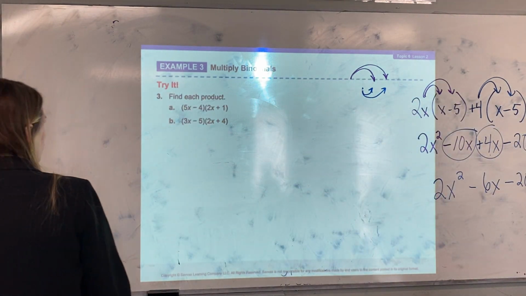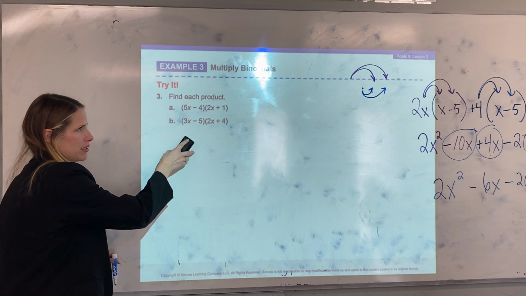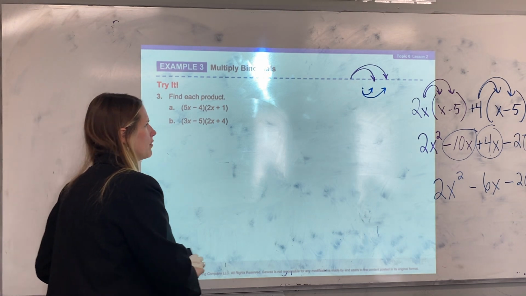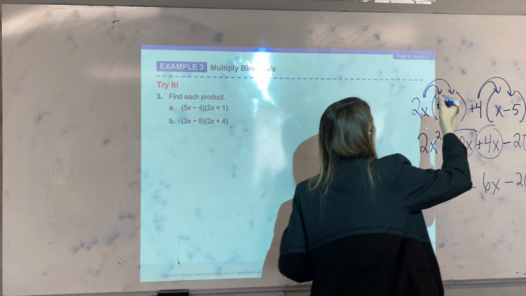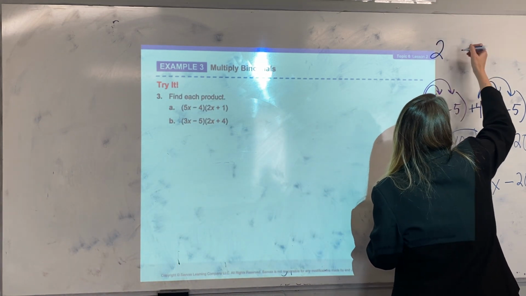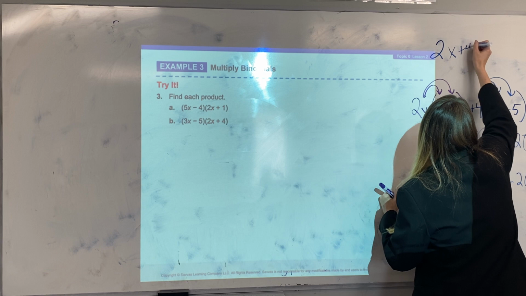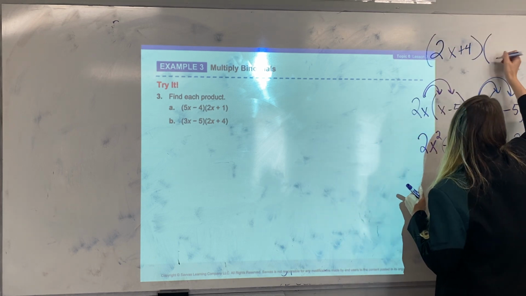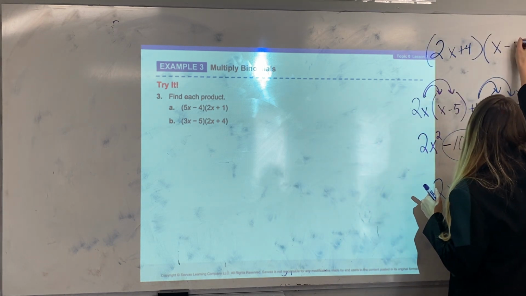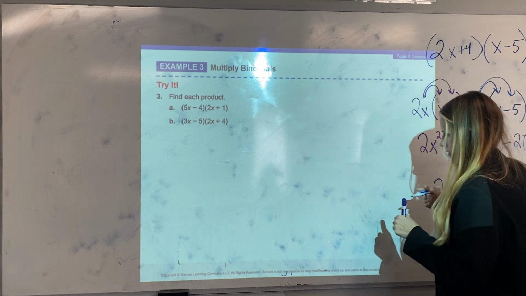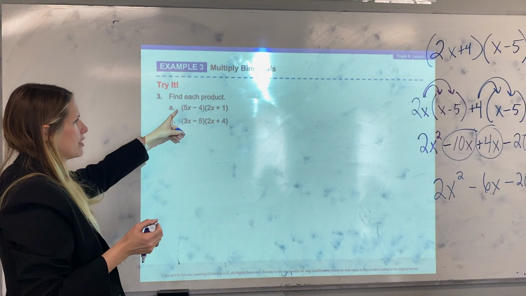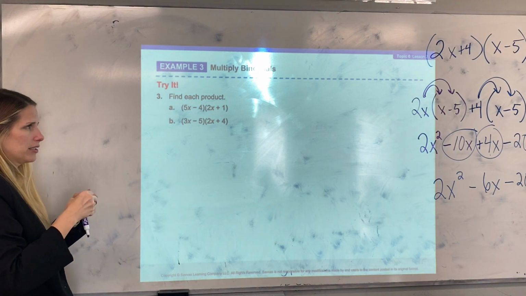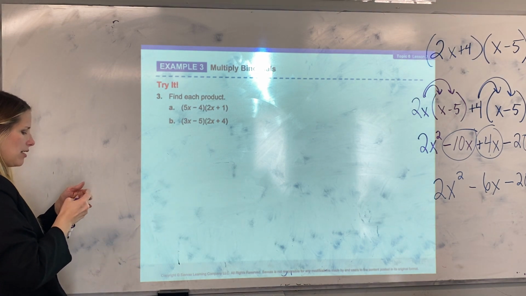So I want you to use the distributive property for these, okay? I will leave this up. My original problem was 2x plus 4 times x minus 5. You should also have this in your notes, so I will leave that up so you can see it. And then we're going to use the distributive property for these. I will write the steps to solving it.